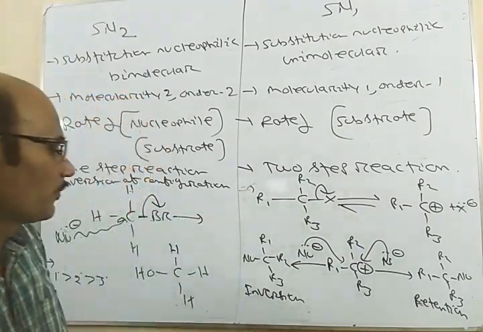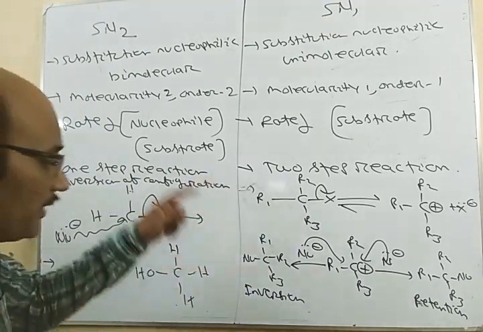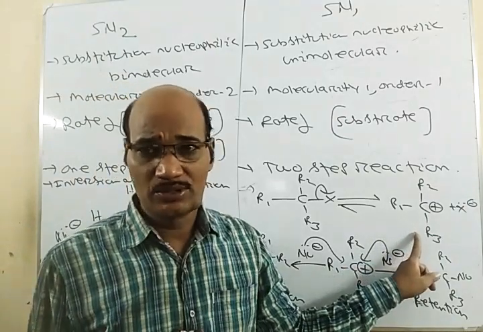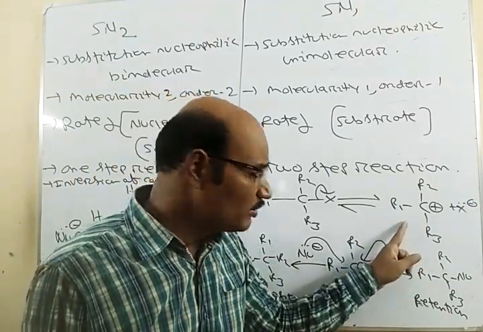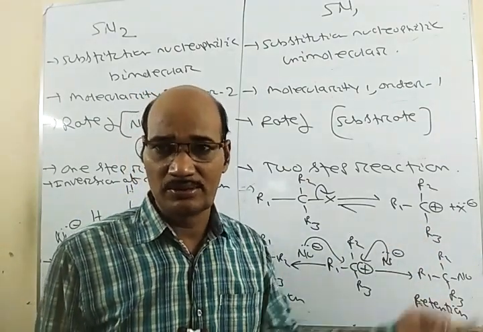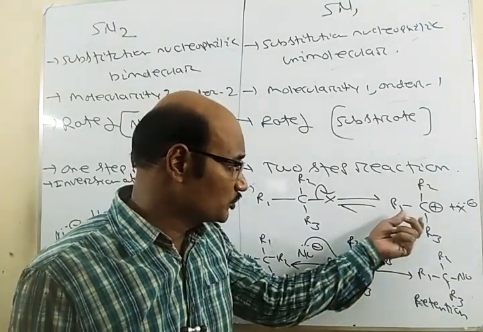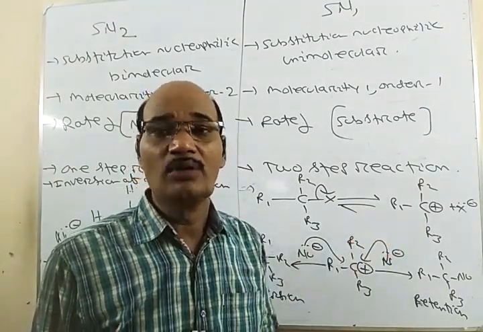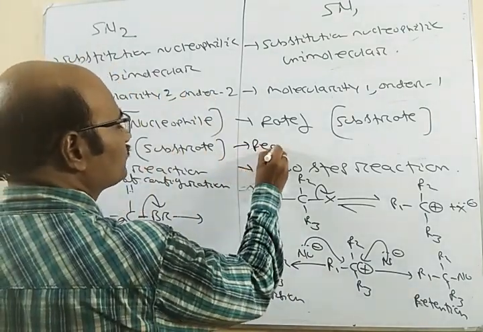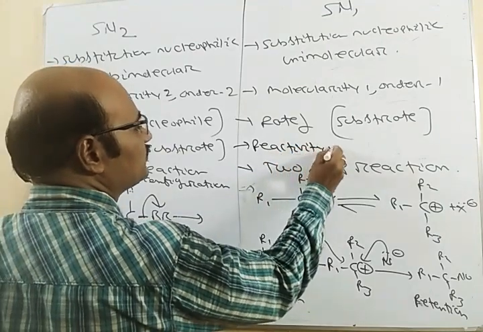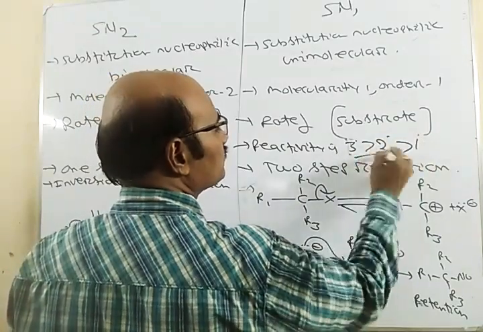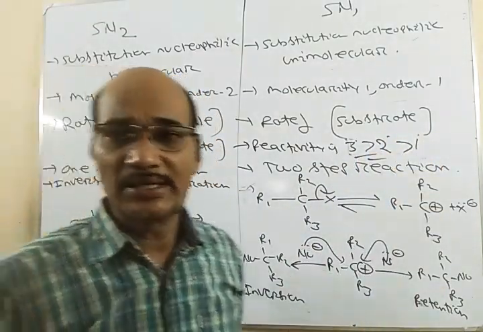And here the order of reactivity is decided because I am getting a carbonium ion intermediate. The tertiary carbonium ion is more stable than secondary, than primary. That's why tertiary alkyl halide will be more preferred towards SN1. So in SN1, the reactivity is tertiary most reactive, then secondary, then primary.